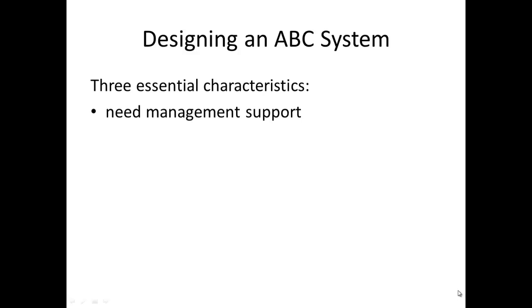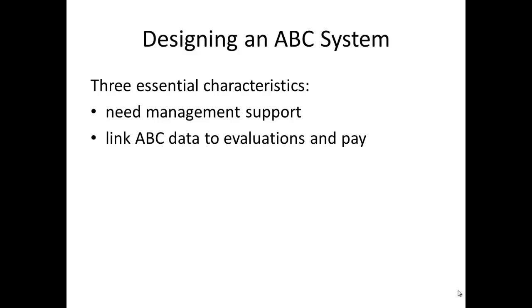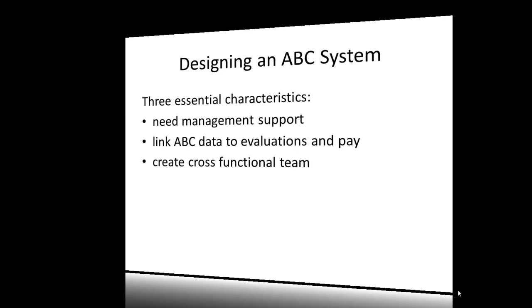In this video, we're going to be talking about designing an activity-based costing system. There are three essential characteristics. The first is that you need management support. One way to make sure that ABC works is to link the ABC data to evaluations and pay. And it's also extremely important that we use a cross-functional team. This is using employees from all sorts of different departments across the company.